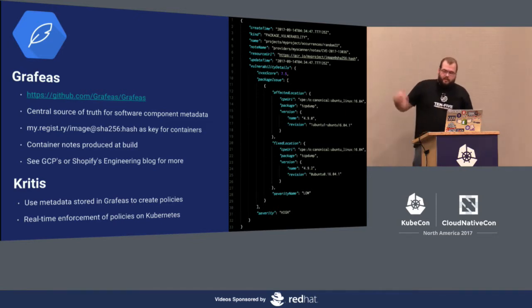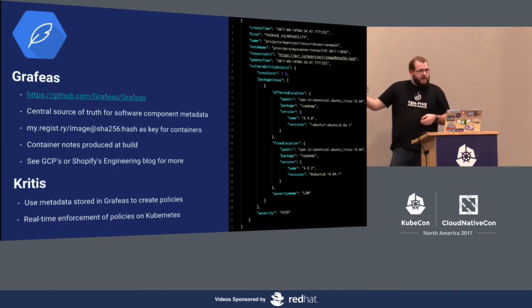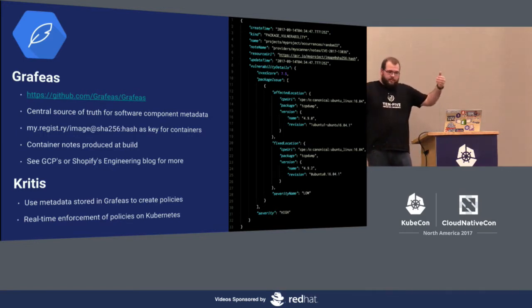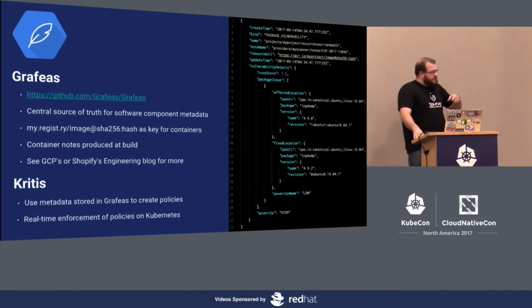If we have this information about the tcpdump package at container build, we know that we're installing a version of tcpdump in a container. On the other side, we can say, hey, this specific container contains this package with this vulnerability. It's that container introspection, and that's where Grafeas is really powerful for keeping that container metadata.